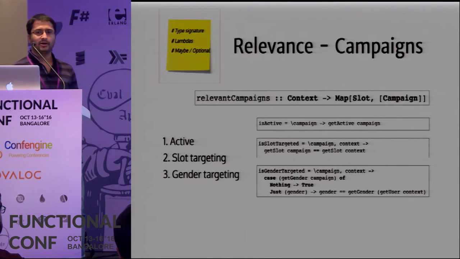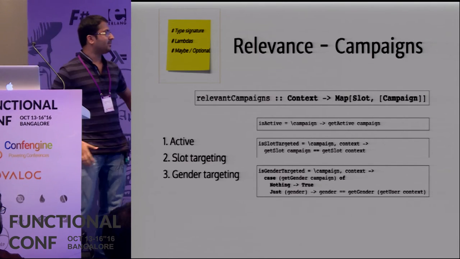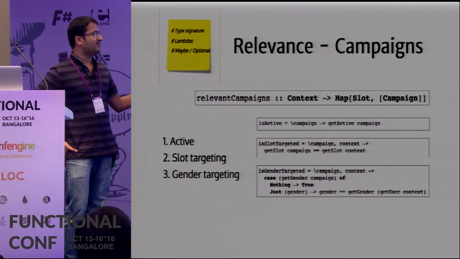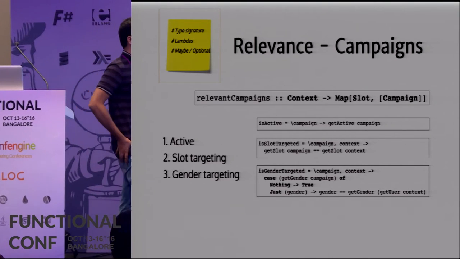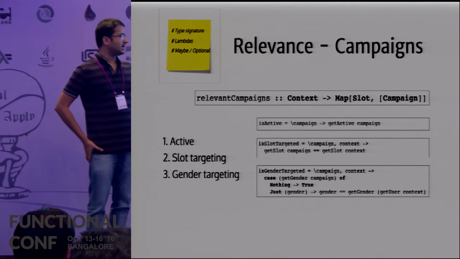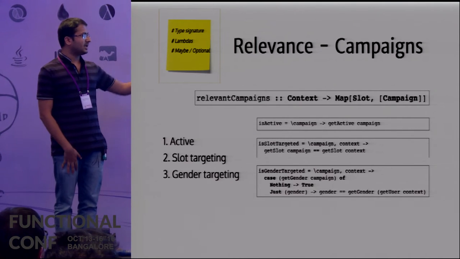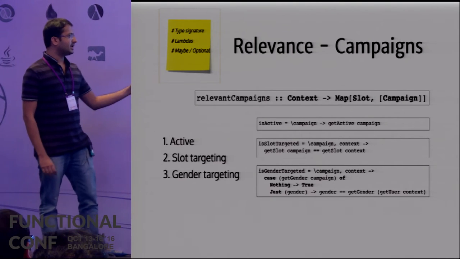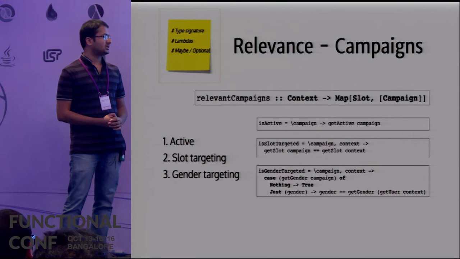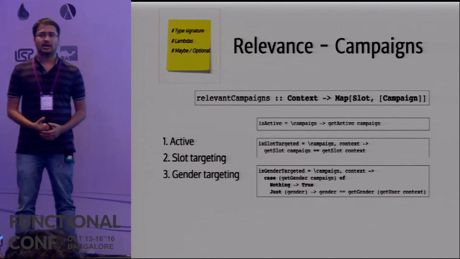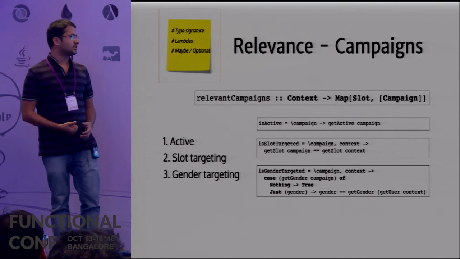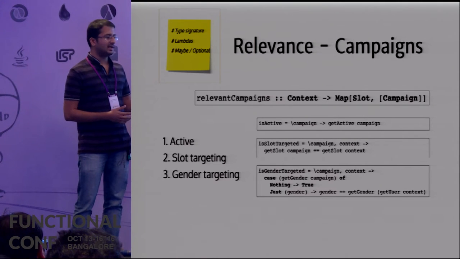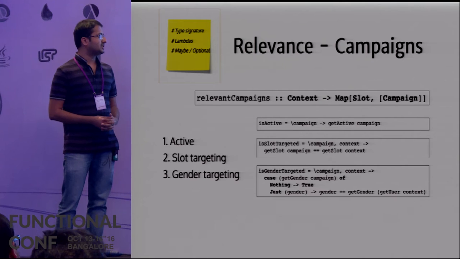With this type signature in place, the filters that we want to implement for relevance can all be represented as lambdas like this. So checking if a campaign is active or not is straightforward. You just check the campaign status. Checking if a campaign is targeted at a specific slot or not is like comparing the slot of the request with the slot of the campaign. And gender targeting here happens to have two different cases. A campaign is either targeted at a specific gender or it's not. So the maybe type in Haskell or the optional type in Java is perfect to represent both of these cases.